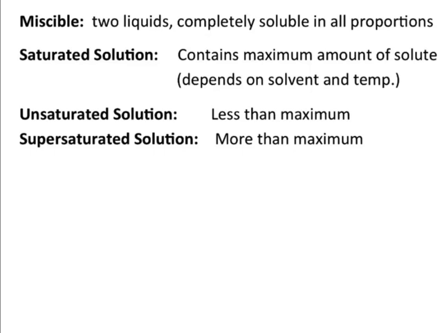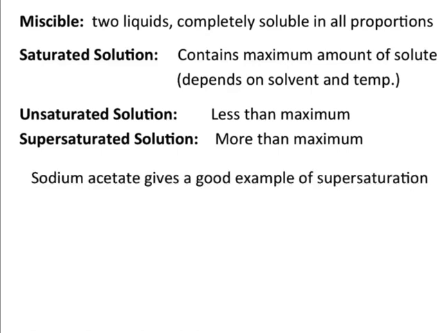Alright, moving on. A saturated solution, it's our word for saying that a solution contains the maximum amount of solute. What that maximum amount is depends on the solute, the solvent, and the temperature that you're at. An unsaturated solution is less than that. And then it's possible to have a supersaturated solution where you have more than the maximum. And that's a little weird to think of, so let me talk about an example, which is sodium acetate.